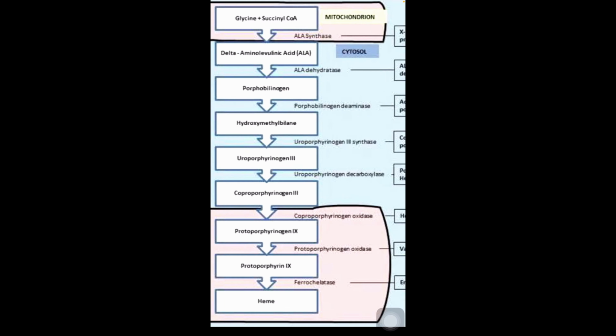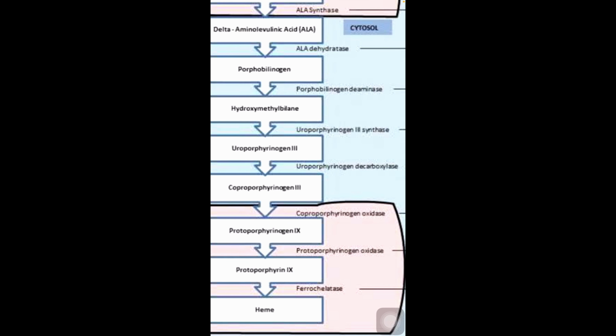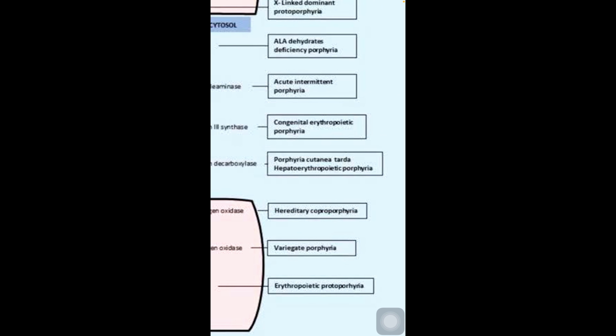Congenital erythropoietic porphyria also is the uroporphyrinogen III synthase. Okay, and also the Porphyria Cutanea Tarda, which is our disease here under study, is the uroporphyrinogen III to coproporphyrinogen III, which is Porphyria Cutanea Tarda.